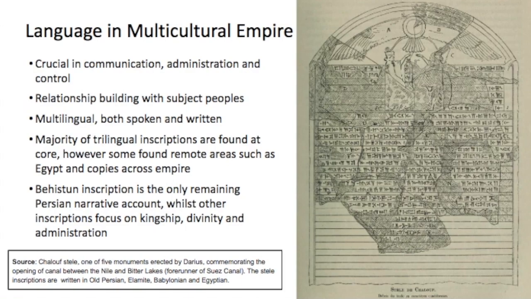The Behistun inscription, again, is probably one of the most important Persian sources that we have, and it's the only remaining Persian narrative account. Whilst other inscriptions focus on kingship, divinity, and administration, the Behistun inscription actually gives us a narrative record of Darius's assumption to power and his consolidation of control.